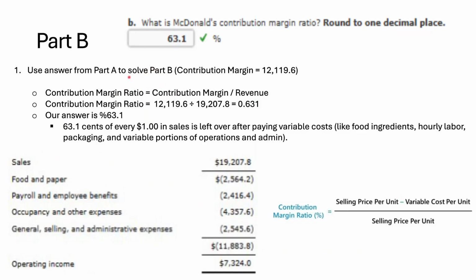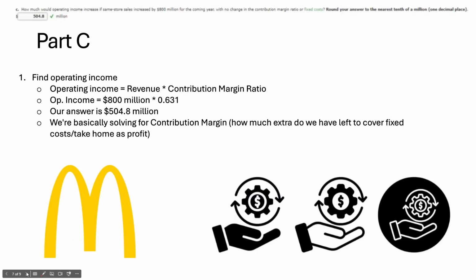Find the contribution margin ratio. This is really simple. All we do is take contribution margin and divide by revenue, and we take it from the previous problem. We do 12,119.6 divided by our revenue, which is right here, the sales, and we get this number, 0.631, which is better known as 63.1%. And that just means that for every 63.1 cents of sales, we can cover fixed costs and stuff.